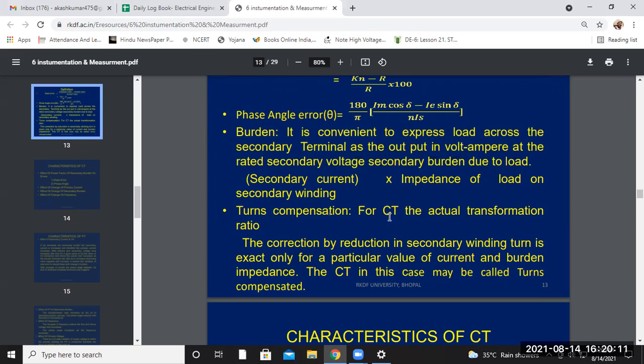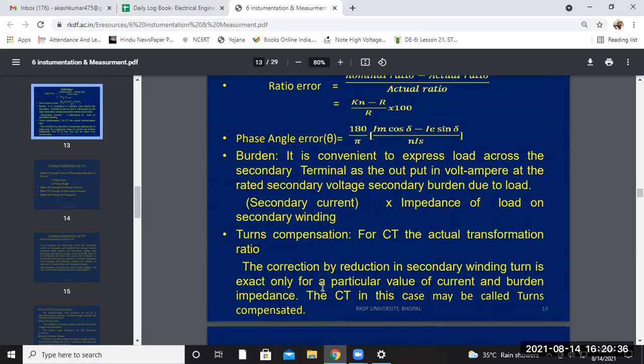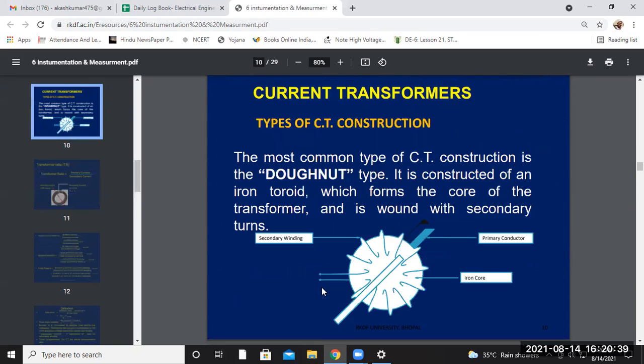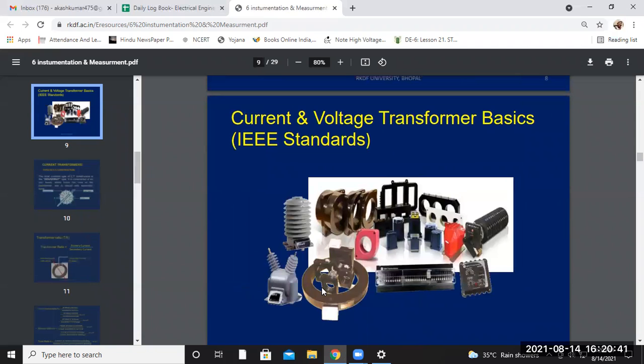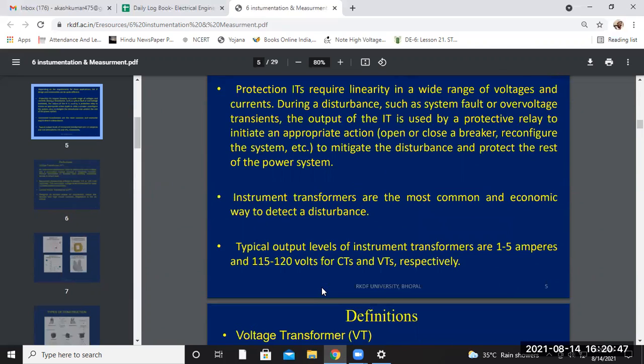Now, turns compensation for the CT means correcting the actual transformation ratio. The correction by reduction in secondary winding turns is exact only for a particular value of the current and the burden impedance. A CT in this case may be called turns compensated. So these are the basic components we had discussed in CT and PT. This topic was left over from the previous classes, and now the CT and PT component is completed.